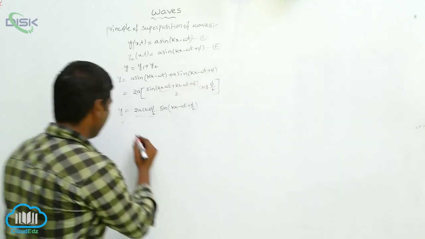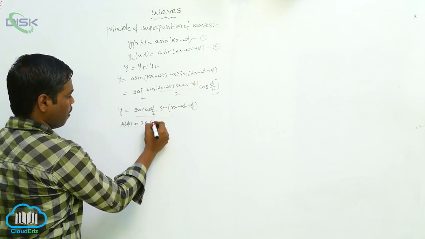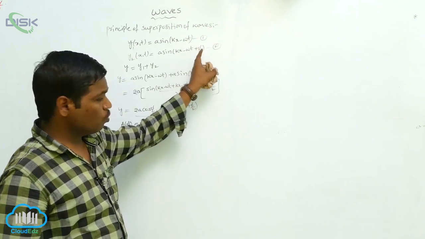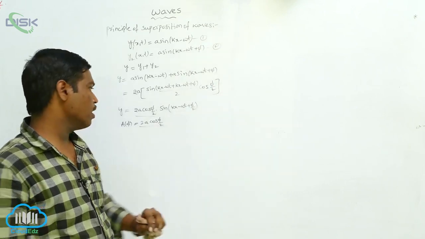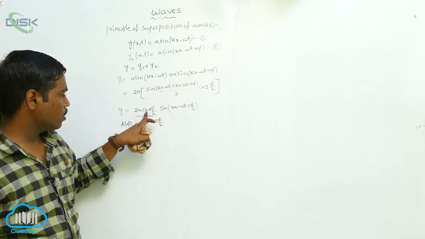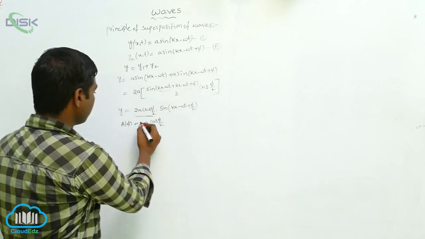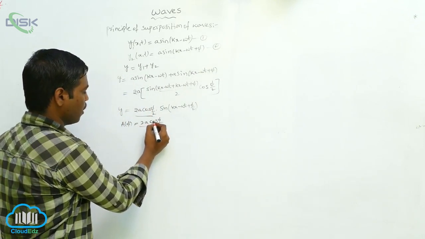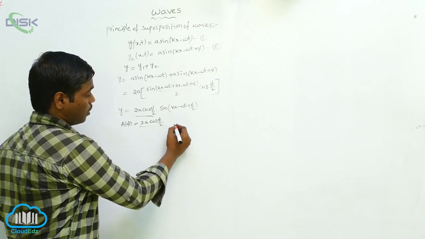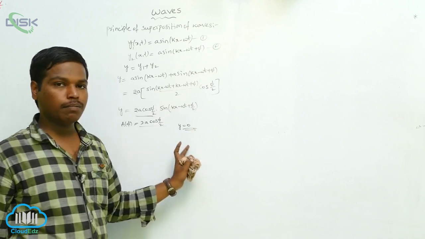Here the amplitude, 2a cos(phi by 2), depends on phi. When these two waves are traveling in the medium, the amplitude changes from point to point. When the two waves are traveling in the opposite direction, the resultant displacement will be 0.